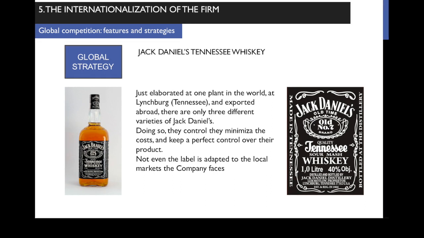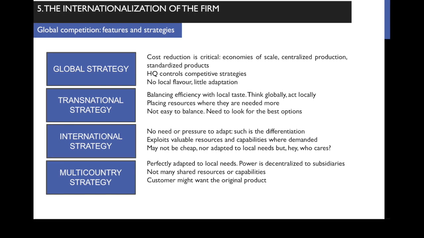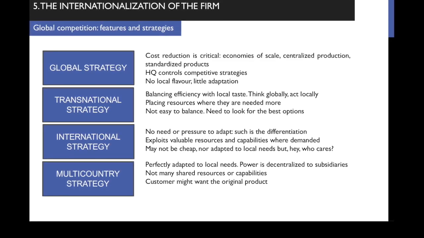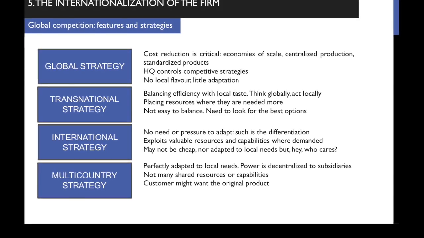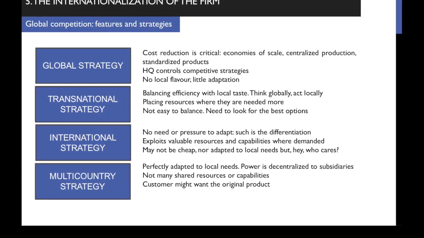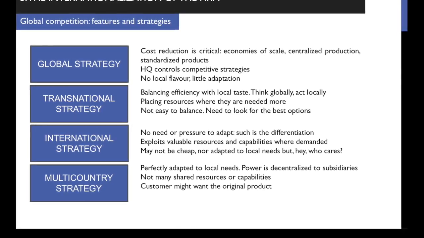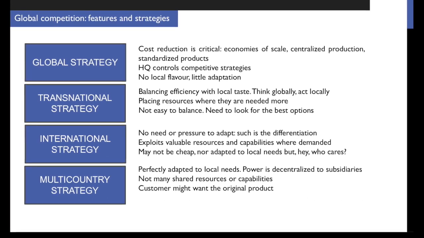Well, then we have the transnational strategy. Transnational strategy tries to create a balance between efficiency and local responsiveness. So it tries to reduce the costs, but it also tries to adapt to local needs. The motto of this kind of strategy is think globally, act locally. You place the resources wherever you think they are needed more. It's not easy to balance. You need to combine 2 different drivers, okay?